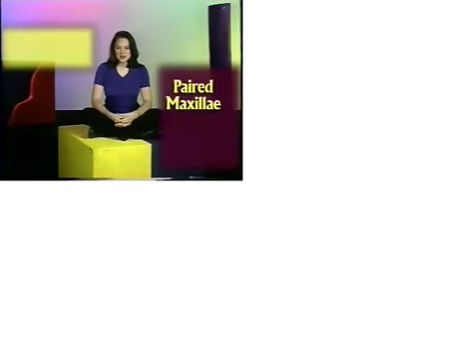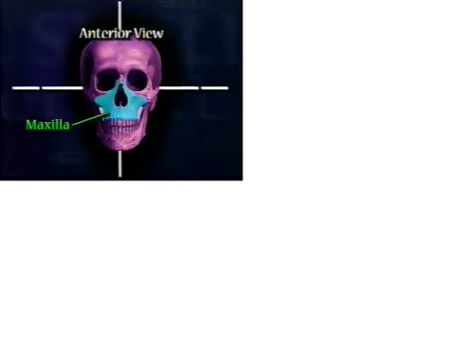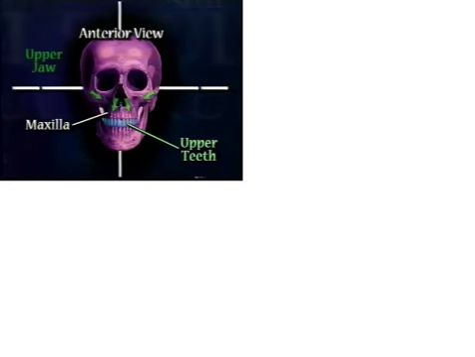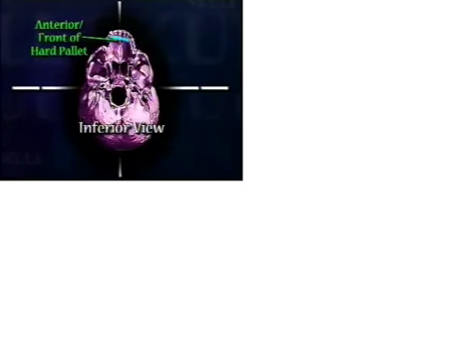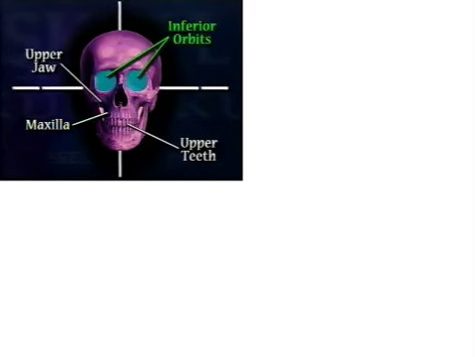are important facial bones. The paired maxillae anchor the upper teeth and form the upper jaw. They also form the anterior or front part of the hard palate. In everyday life, the hard palate is known as the roof of the mouth, but it doesn't stop there. The paired maxillae also form the inferior orbits. That's the lower part of the eye sockets. They even help form the nasal cavity.